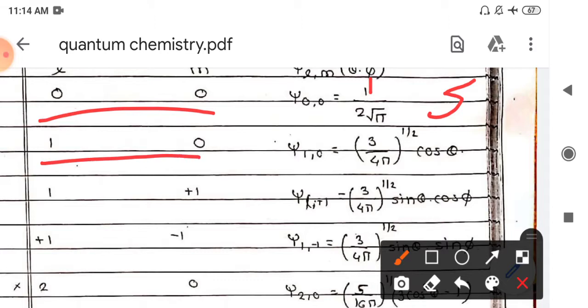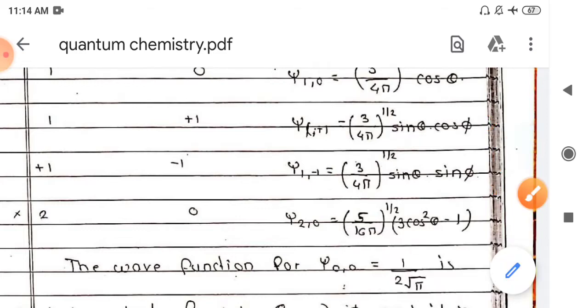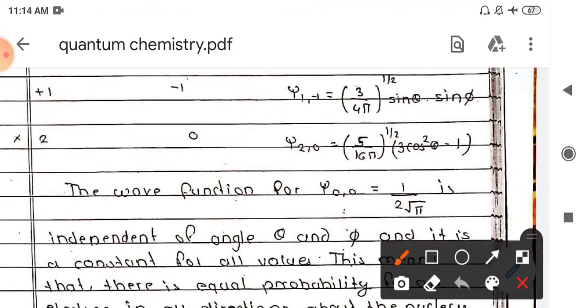Here it is representing what? l is 1, and m is what? 0. So it is representing the pz orbital. The pz orbital has the spherical harmonic part as under root of 3 by 4 pi into cos theta. The second is py and this is px. Next is 2 0, that is, under root of 5 by 16 pi into 3 cos square theta minus 1.